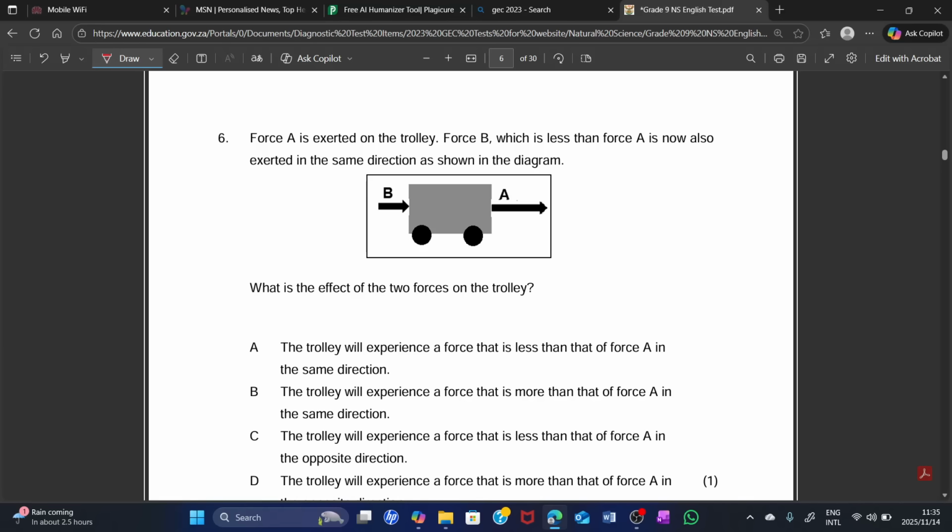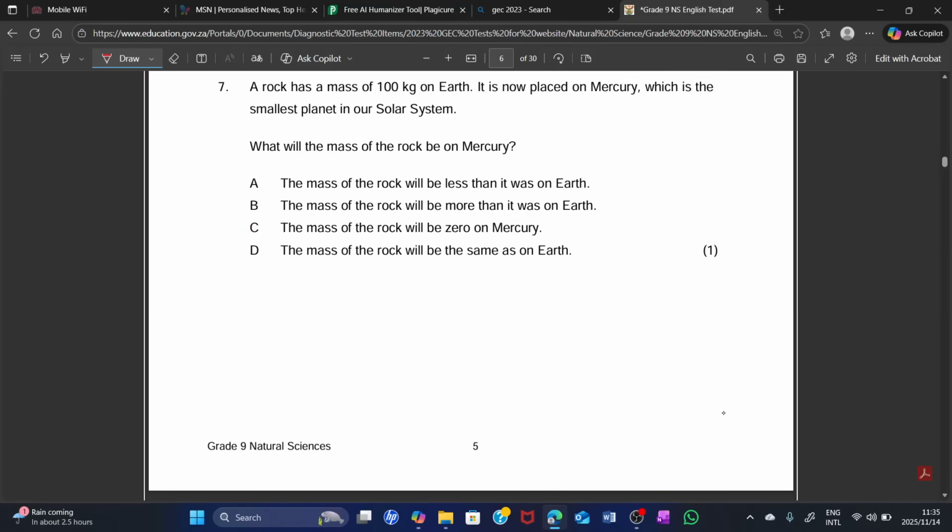Remember, they are being applied in the same direction. Okay, the trolley will experience a force that is less than that of force A in the same direction? No. The trolley will experience a force that is more than that of force A in the same direction. That's correct. Remember, if force A is 50 newtons and this is 10 newtons, these two forces are pushing, so meaning that it will be moving at what? At 60 newtons. That's why I said more than that of A. Right, let's go to the next question.